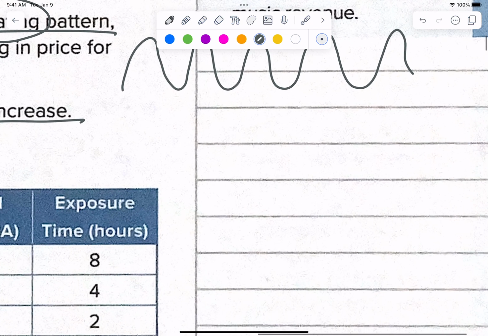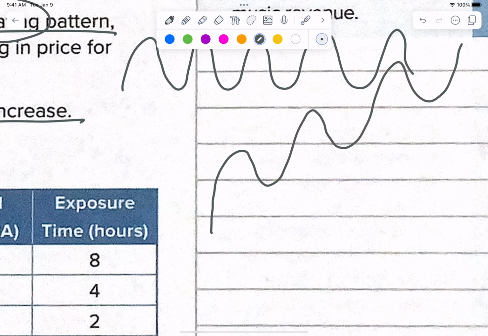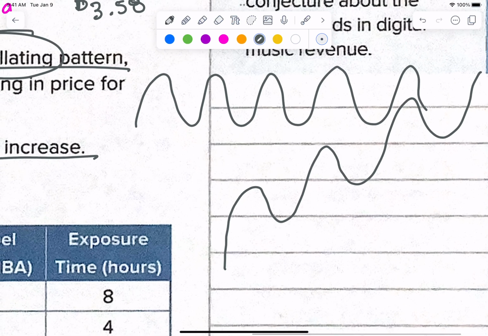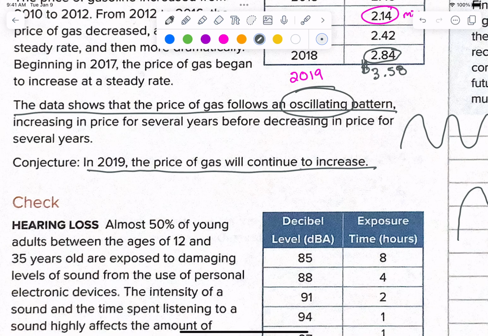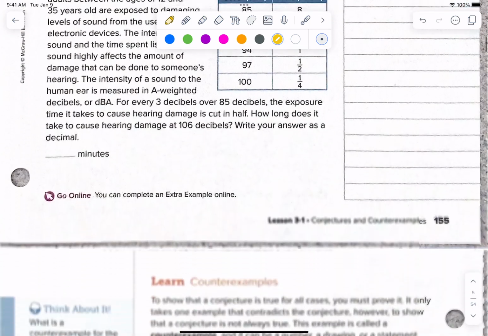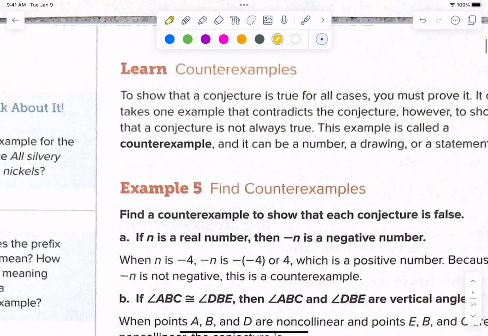Now, I would guess that actually the price of gas is going to do more of this pattern. Why? It's still going to oscillate, but why? Inflation, right? So I would guess it would oscillate, but probably do more of that pattern overall, increasing over time, okay? So they kind of cheaped out and said, instead of giving a specific amount, it's just going to increase. Generalized pattern, okay? All right, let's go to counterexamples.